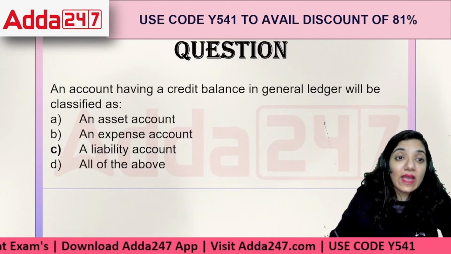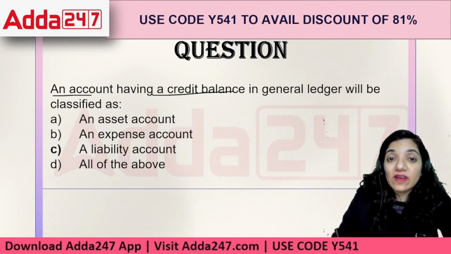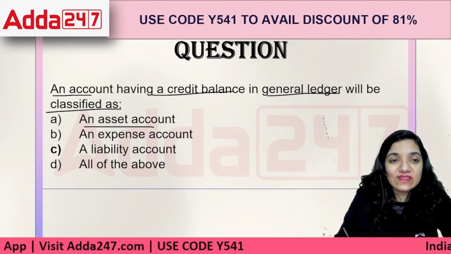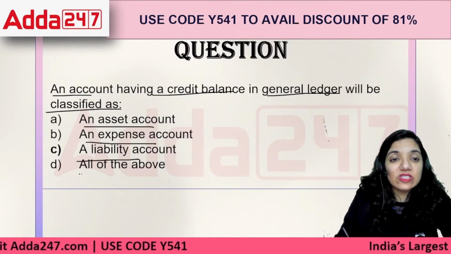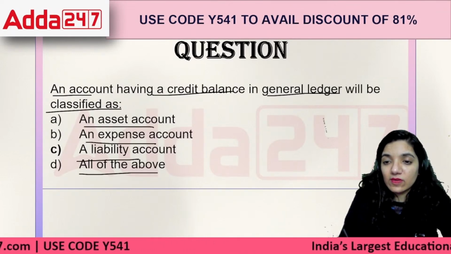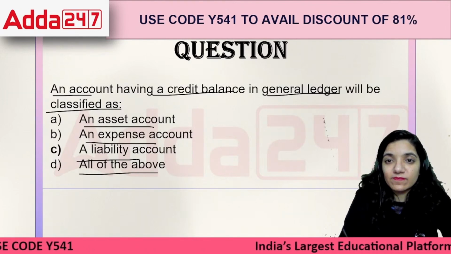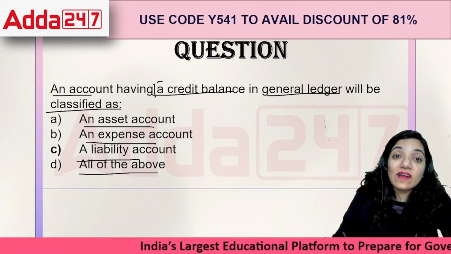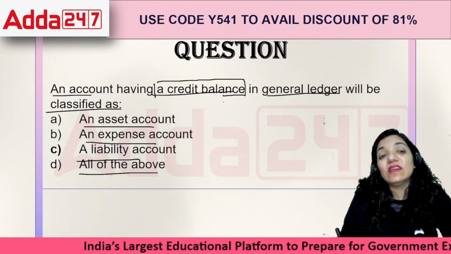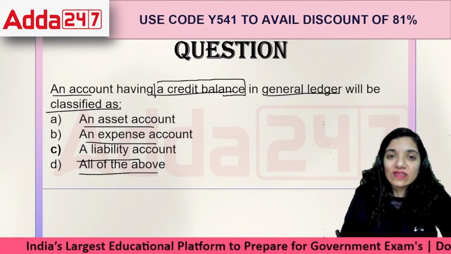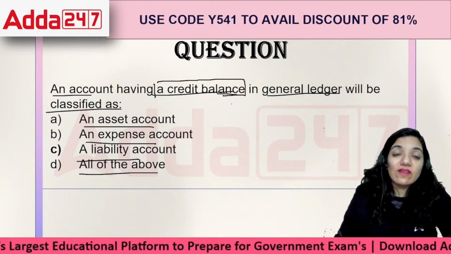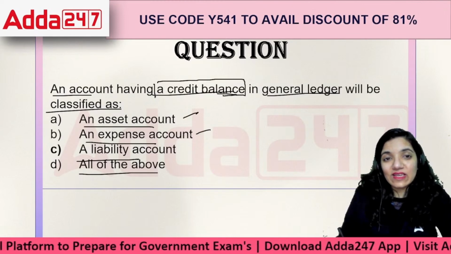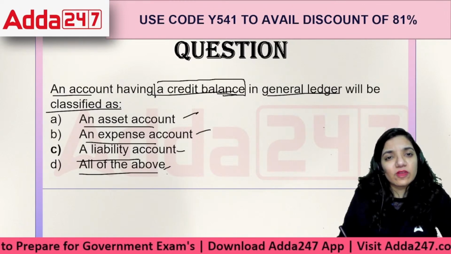Next question. An account having a credit balance in the general ledger will be classified as an asset, an expense, a liability, or all of the above. If anything has a credit balance in the general ledger, then what would that particular account be?